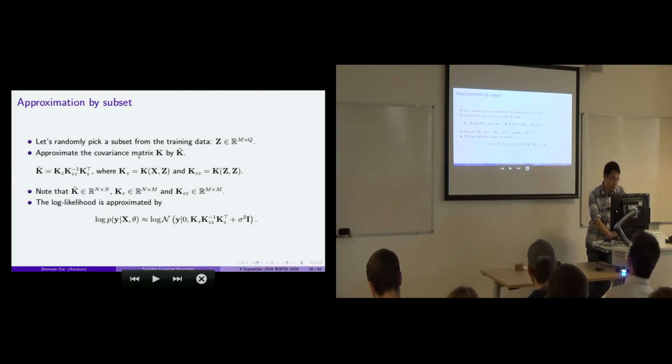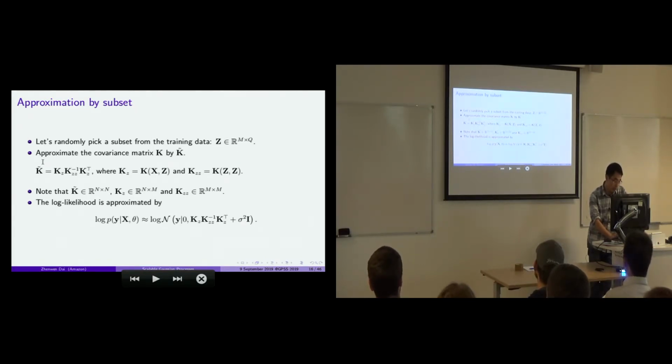Then we can compute the covariance matrix over the same kernel function between Z and itself, which is KZZ, and the cross-covariance matrix between the original training set X and our subset Z, denoted as KXZ. Then we can approximate our original covariance matrix K by a covariance matrix K tilde, which is written as KXZ, KZZ inverse, and KXZ transpose.